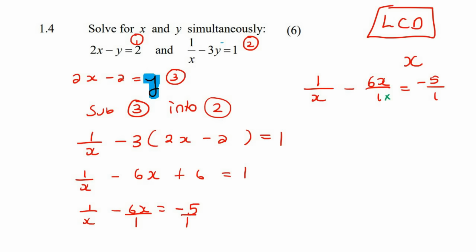Okay, so we multiply by x at the top. Let's just rather say dot and dot and dot x and dot x. Why didn't I do anything to this one? Well, because it already has the denominator. Now we end up with 1 over x, take away 6x squared over x, equals negative 5x over x.